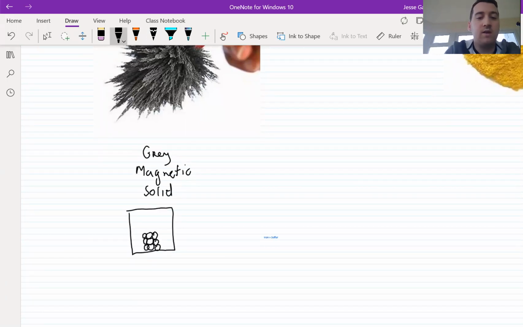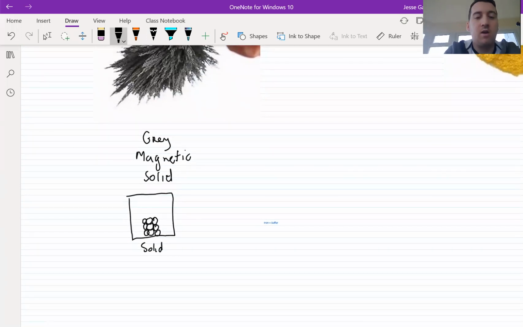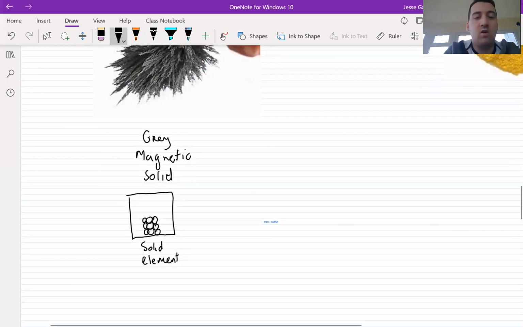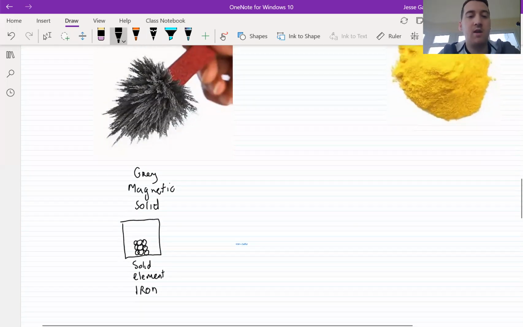And you notice here, so this is a solid. All the particles are the same color. They're the same atom, so it's an element. And this element is actually called iron. This is iron. This is the element iron.